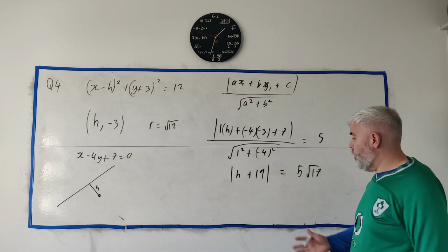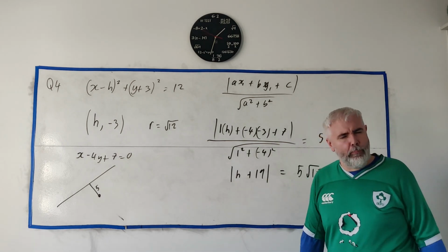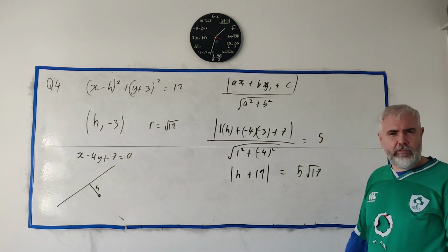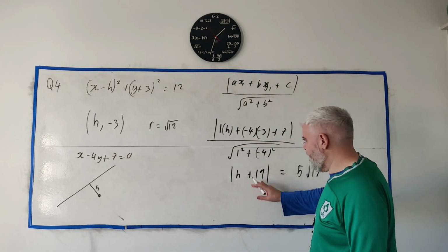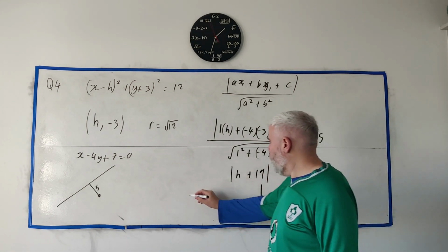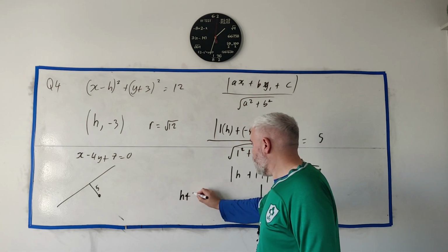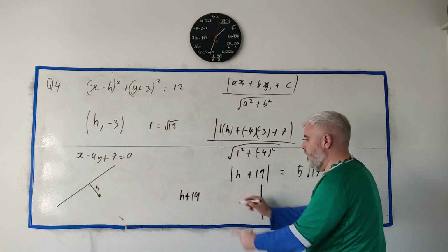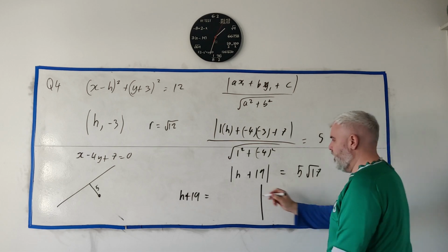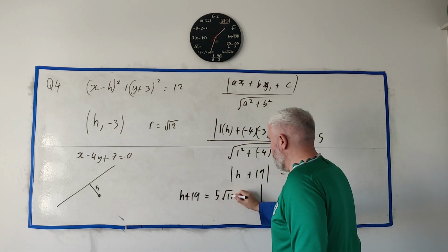The last thing we need to do is to solve for the absolute value. I won't go too much into it, there's a few ways to do it. Really, the best way to think of this is you split it into two worlds. In one world, we have h plus 19. If this was positive, it would just be normal. h plus 19 is equal to 5 square root of 17.